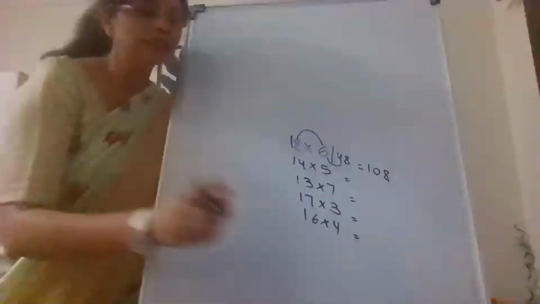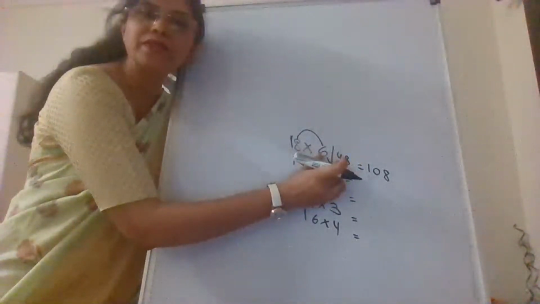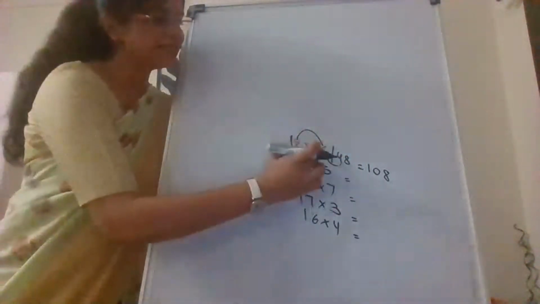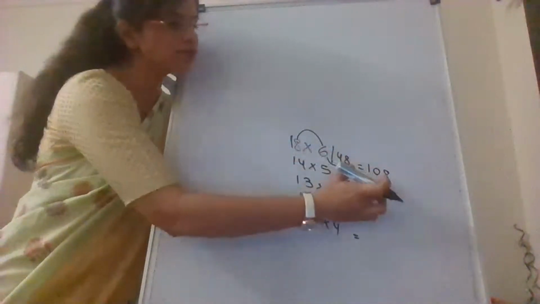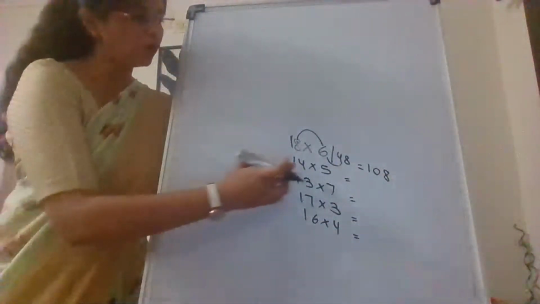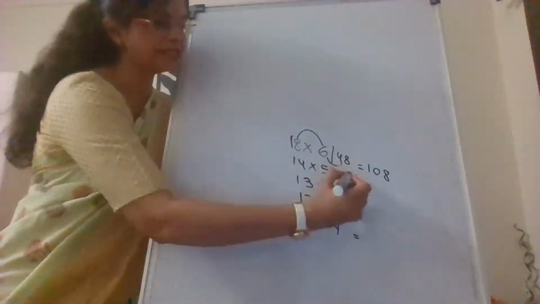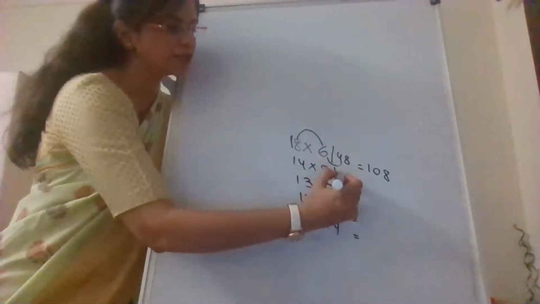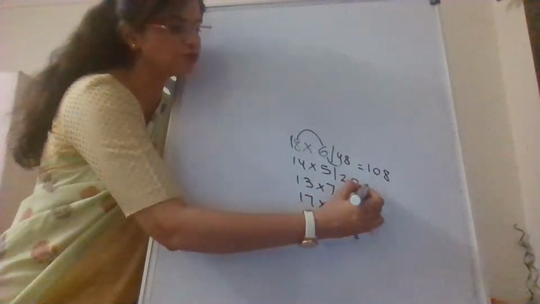What we have to do? Just add these two numbers, 6 and 4. 6 plus 4 is 10 and last number should be copied down as it is. What we will do here? 4 times 5 is 20. So we will write down here 20 and this is 5 plus 2, 70.